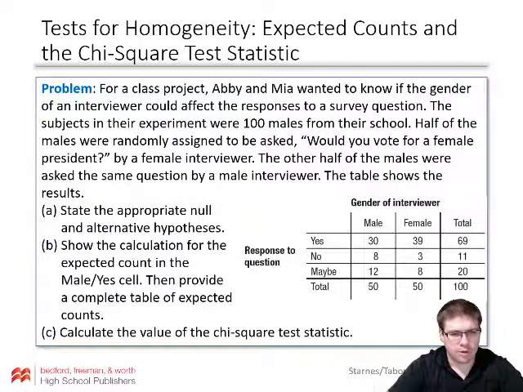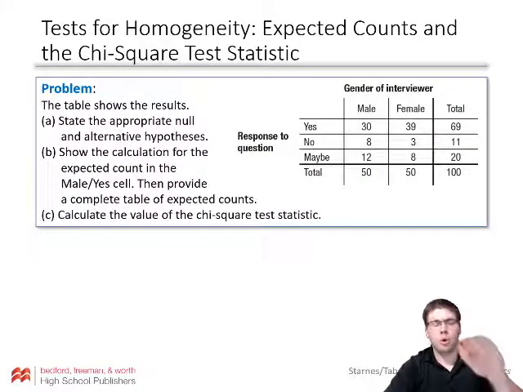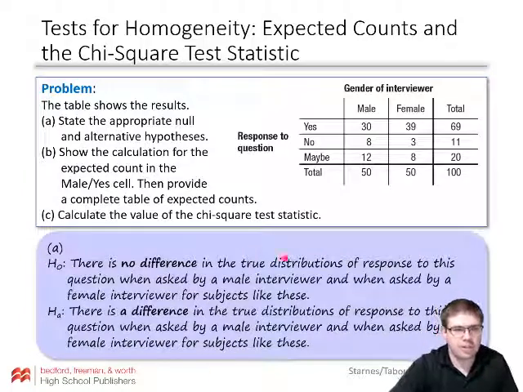All right, so the first one, the appropriate null hypothesis. The whole null hypothesis is no difference or no change. It equals something. So in this case, there is no difference in the true distribution of response to this question when asked by a male interviewer and when asked by a female interviewer for subjects like these. So again, we're saying that this distribution is the same as that distribution, and of course not in the actual sample data, but for the population, that the gender of the interviewer didn't matter. These are the same. So we're comparing those. Yeah, these columns are the same.